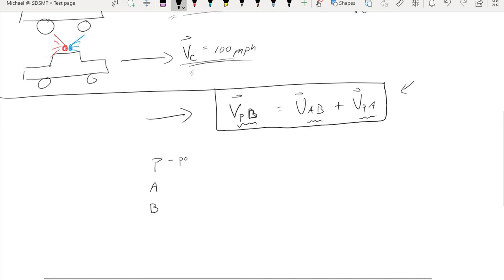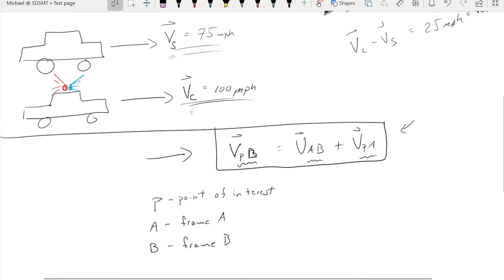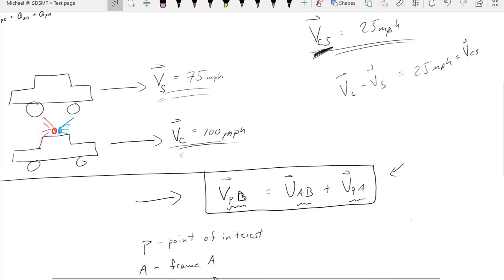We have P, which is the point that was moving around in our frame of reference. I'm going to call this the point of interest. So this is going to be whatever it is that we're looking at in the system. It's what we want to measure. And then A and B were the 2 different frames of reference. So this is frame A, and this is frame B. So there have to be 2 frames of reference in any of these problems that we do.